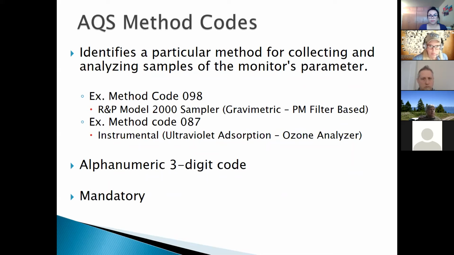Another example of a method code would be 087, which corresponds to an instrumental or gaseous analyzer that uses ultraviolet absorption via Beer-Lambert law to detect and measure ozone molecules in the air. Attributes for this code: it's a 3-digit code, and it's alphanumeric and mandatory.